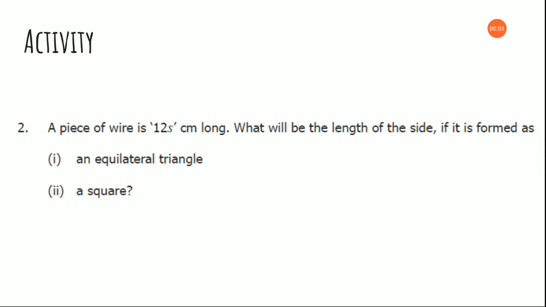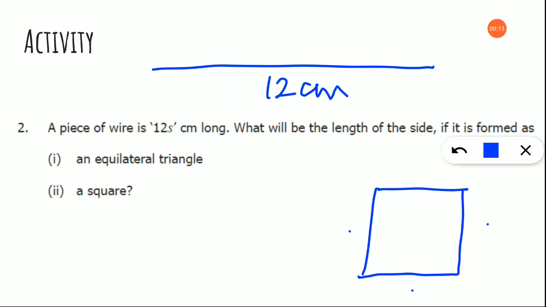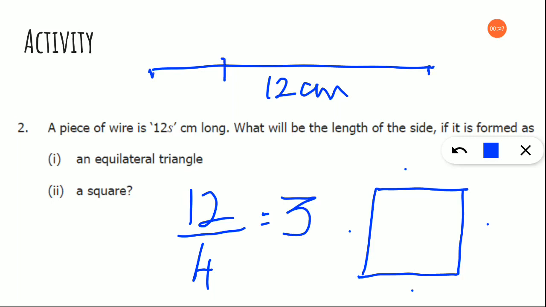For the second part, take another 12 centimeter long thread and construct a square with it. In order to construct a square, we need 4 sides. So 12 should be divided by 4 so that each side will be 3 centimeter. So take the 12 centimeter thread and cut it into 4 equal parts. Each part should be 3 centimeter, and then each 3 centimeter part should be stuck.